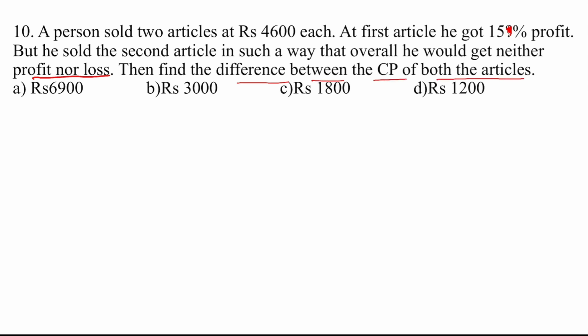So if we have to find the difference between the cost price of both the articles, then we have to find the cost price of both the articles. Now the first article: he got how much profit? 15%, isn't it? So 15% means how much? It is 3 by 20 in fractions. That means in 20 parts, 3 parts profit, which is equal to 20 plus 3, that is 23 by 20.